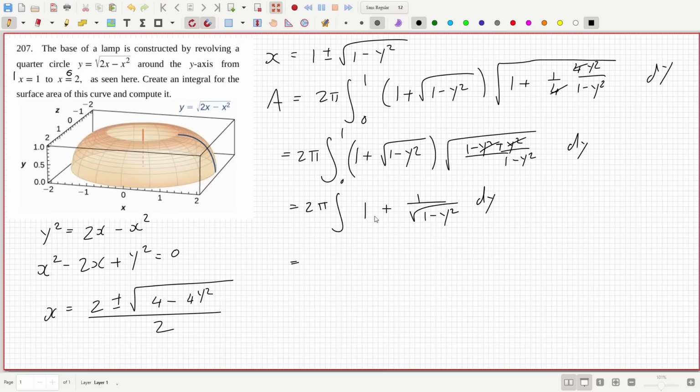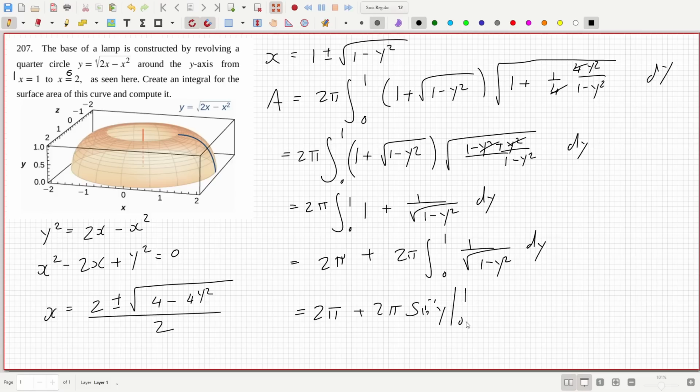Well, at least this one I can calculate. That's 2 pi plus 2 pi, 0 to 1. Oh, that's a tan inverse, I think, isn't it? No, sine inverse, I think. Sine inverse 0 is 0. Sine inverse of 1 is pi over 2. Oh man, is it 3 pi? That would be nice.